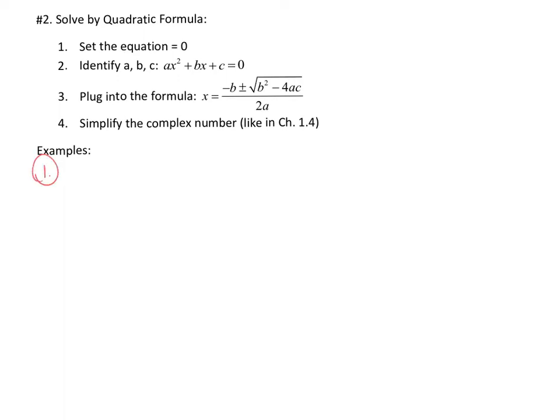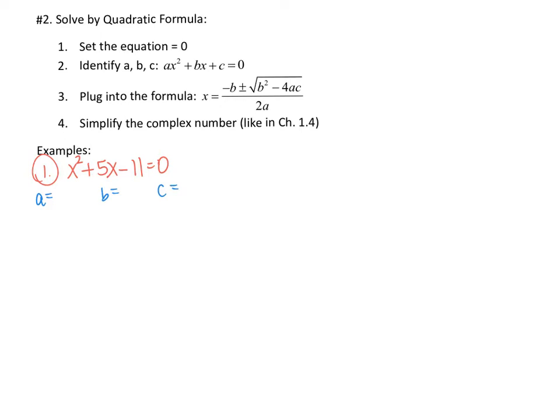Let's say that we have x squared plus 5x minus 11 equals 0. So in this case, I'm already set equal to 0. Great. The first thing I'm going to do, since I'm set equal to 0, is find what my a, my b, and my c is.